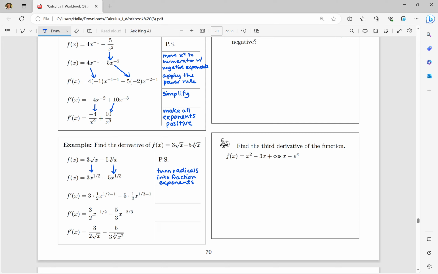So for 3x to the 1/2, we bring down the 1/2 and we subtract 1 from the exponent. For negative 5x to the 1/3, we bring down the 1/3 and we subtract 1 from the exponent. So here, all we're doing is applying the power rule. And from there, we just have to simplify a bit. So we can multiply those coefficients in the front of each term, and we also carry out the subtraction in each exponent. So here you should have 3/2 x to the negative 1/2 minus 5/3 x to the negative 2/3.